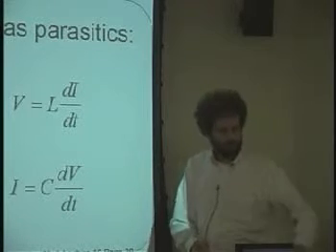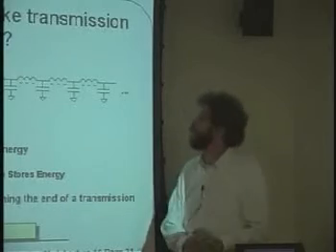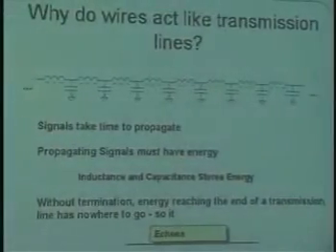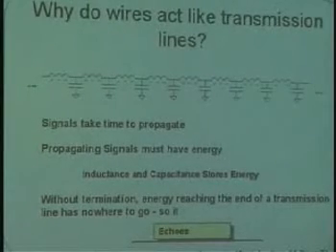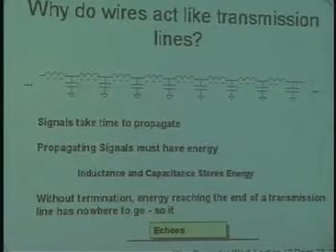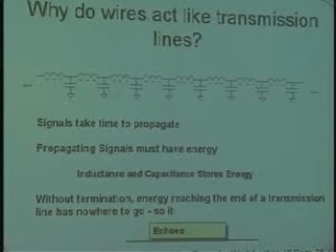But anyway, what a transmission line actually looks like is a bunch of inductors and capacitors all the way down, okay? And the result of these elements is that it takes time for signals to propagate from one end to the other.